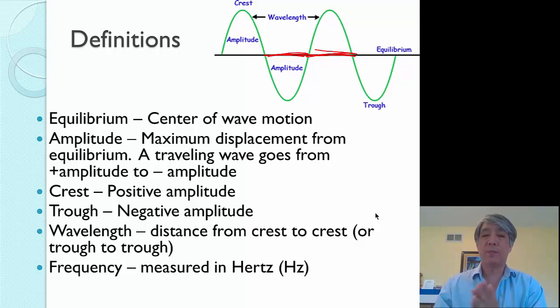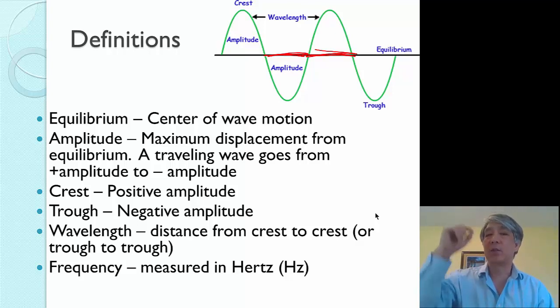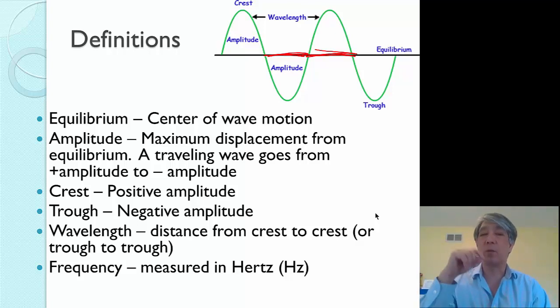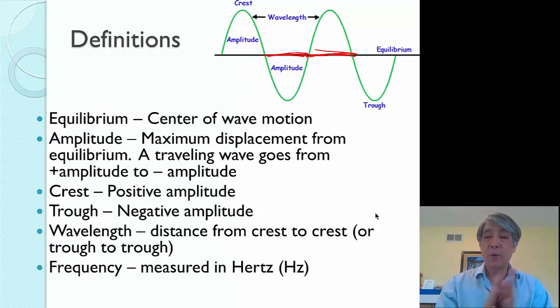Frequency is measured in hertz. It's basically how many times in 1 second this wave goes up and down. If I stand at one point and count, 1, 2, 3, and it's 3 times in 1 second, that would be my frequency. Frequency and period are the same as we had for simple harmonic motion. Period is the inverse of frequency, or vice versa. Period is how long it takes for that wave to go all the way down and then all the way back up.